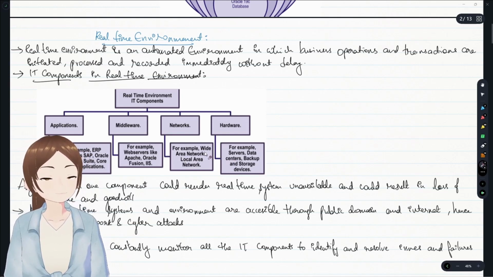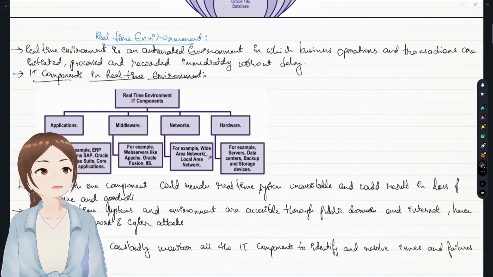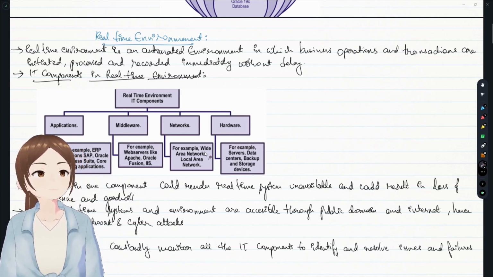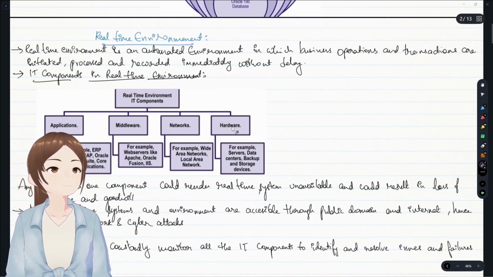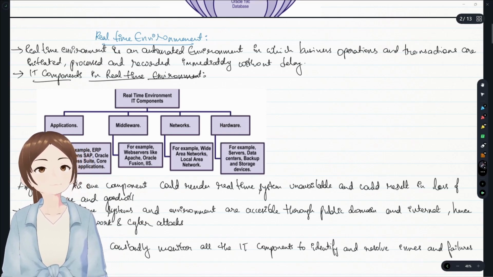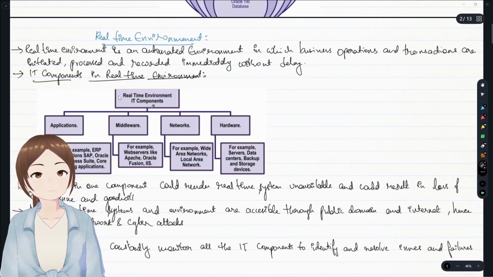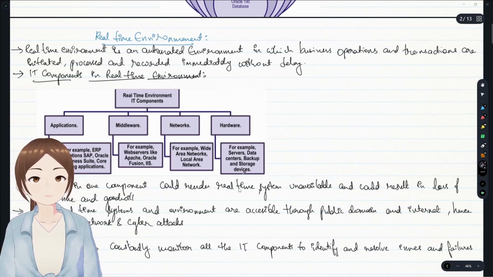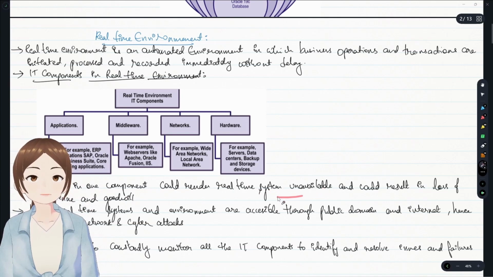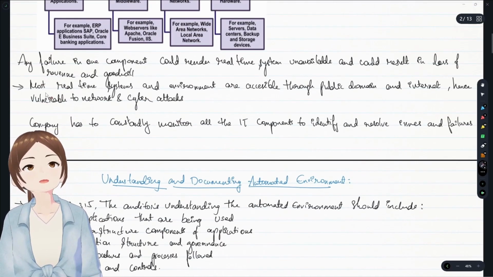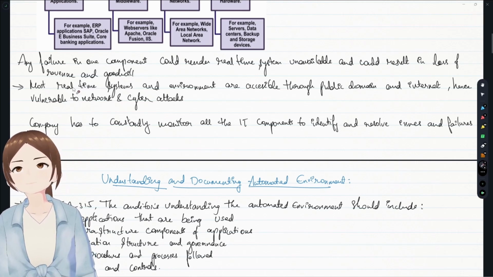For the example that we have seen for the retail shops and suppliers, we use wide area networks. For the head office, like the purchase department and accounts department, we use private networks, local area networks. Hardware is obviously data centers, servers, storage devices, monitors, etc. Any failure in one component, applications, middleware, network, could render the real-time system unavailable. Obviously, right? Bring it back to a GPay transaction: bank servers not there.